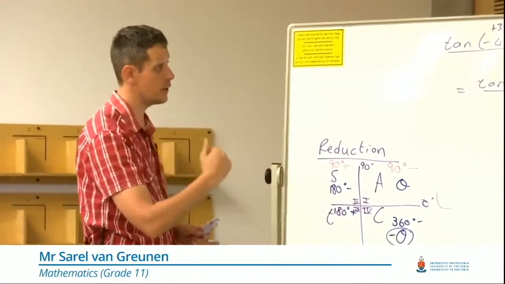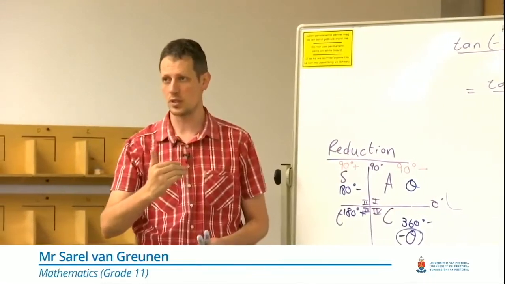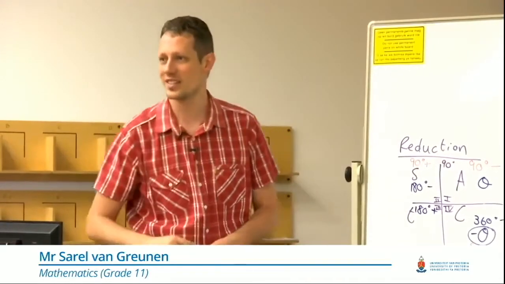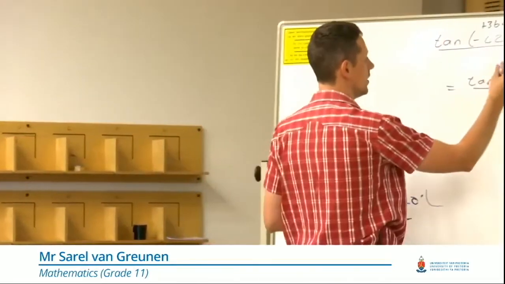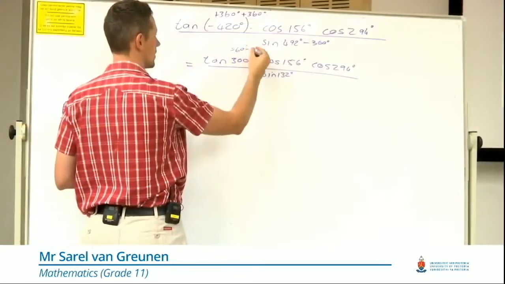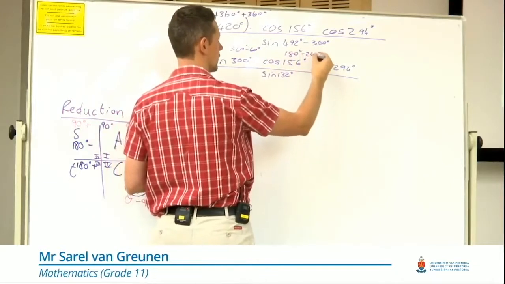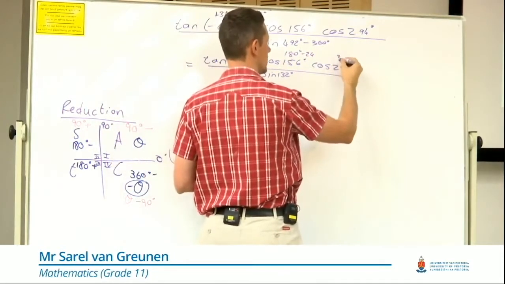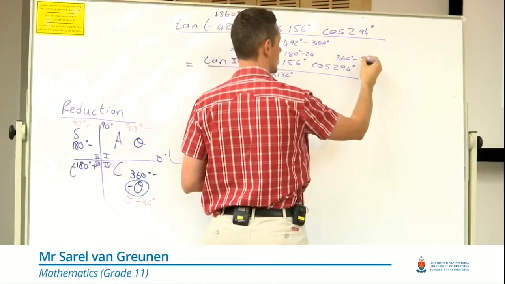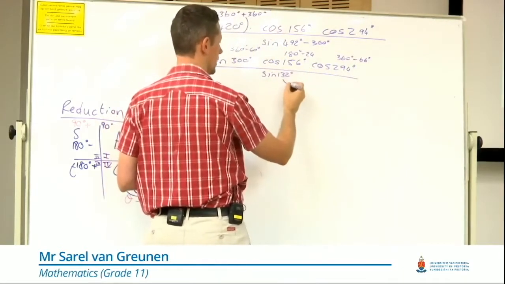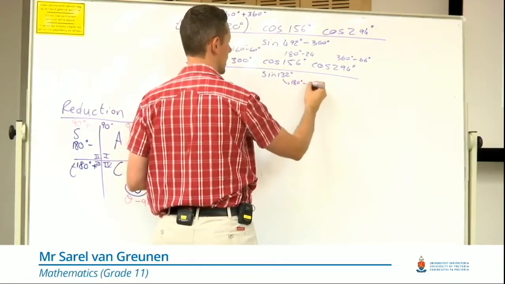Like I do it here, first get my angles between 0 and 360. Then in the next step, now I want to get it between 0 and 90. So I'm going to say, well, this is 360 minus 60. This is 180 minus 24. This is 360 minus 66. And this one here is 180 minus 48.